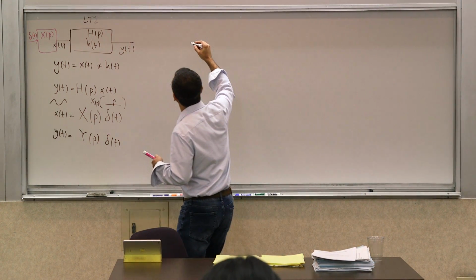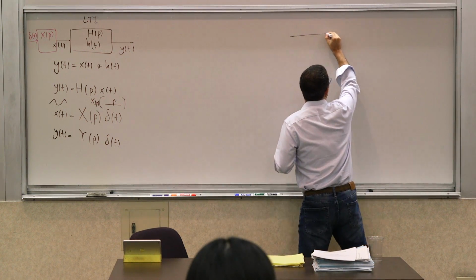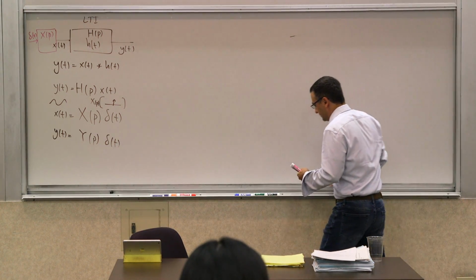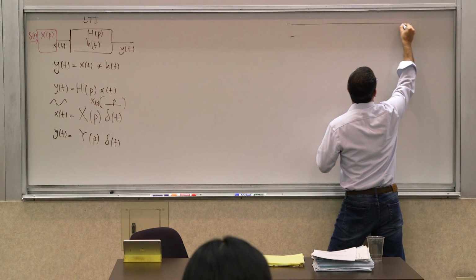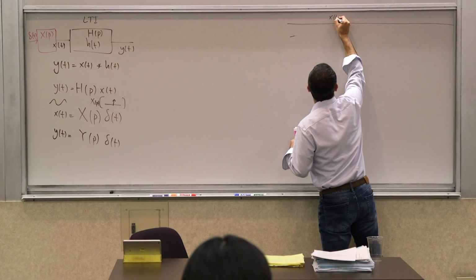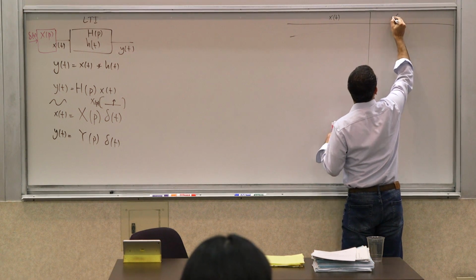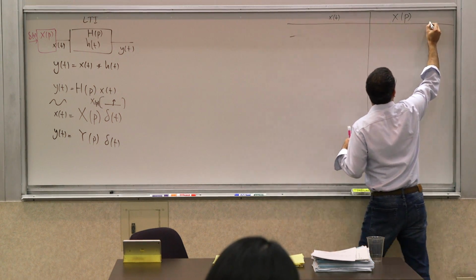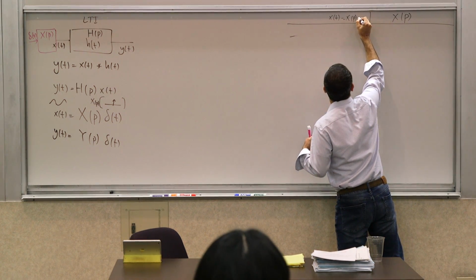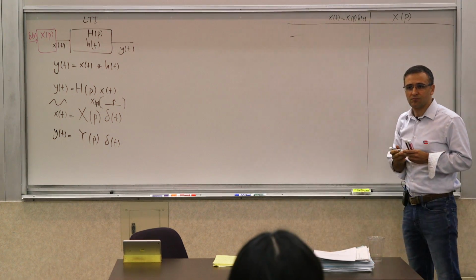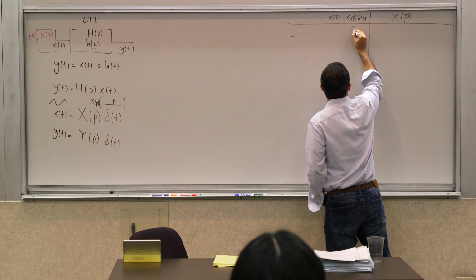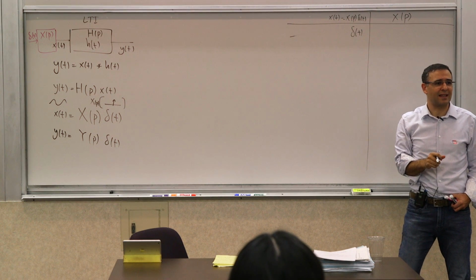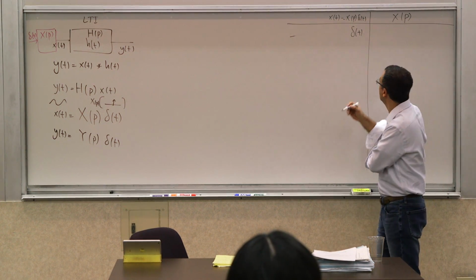So let's make a little table here. This is a table of lowercase x of t's and the associated X of p that generates each of them off of an impulse. In other words, x of t being X of p operating on a delta, on an impulse. So what is the operator that produces a delta of t? 1, right? Unity operator.